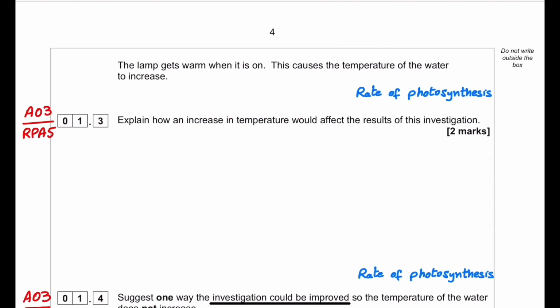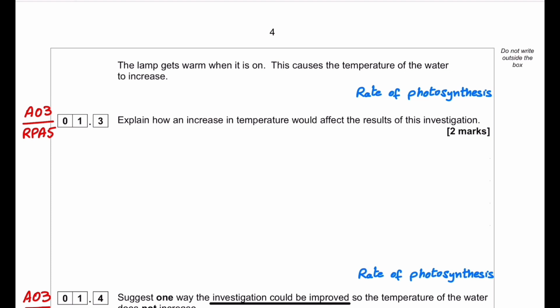The lamp gets warm when it is on for a longer time. This causes the temperature of the water to increase. 1.3 is an AO3 question from the rate of photosynthesis, and it is also associated with practical activity number 5. Explain how an increase in temperature would affect the result of this investigation.